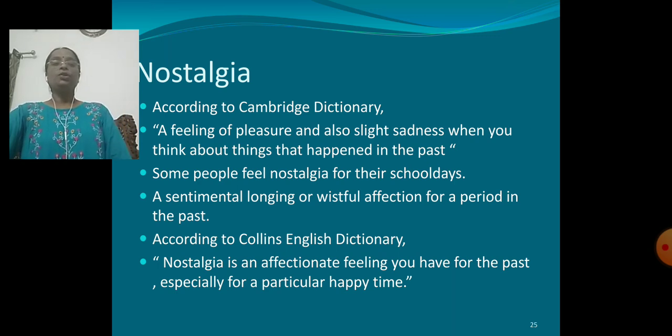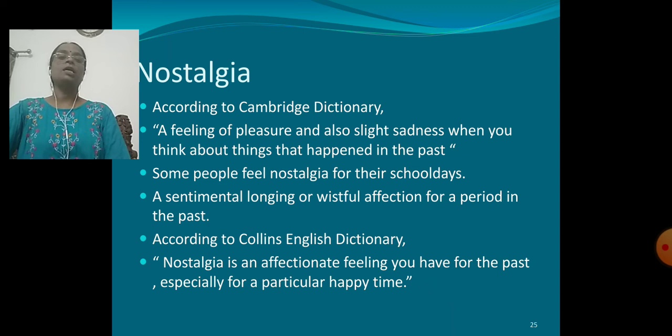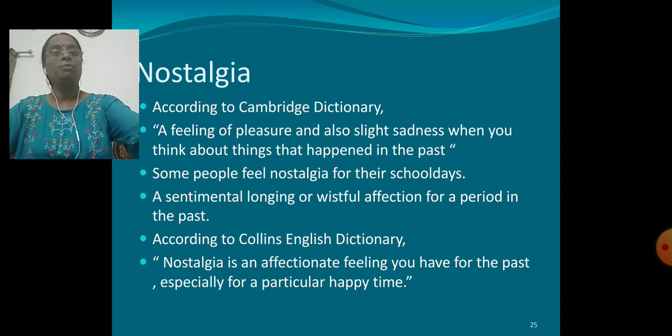Dear friends, in this slide, I have given you certain definitions of nostalgia. So here you can see that according to Cambridge Dictionary, it's a feeling of pleasure and also slight sadness when you think about things that happened in the past. Moreover, some people feel nostalgia for their school days, sentimental longing or wistful affection for a period in the past. According to Collins English Dictionary, nostalgia is an affectionate feeling you have for the past and especially for a particular happy time.